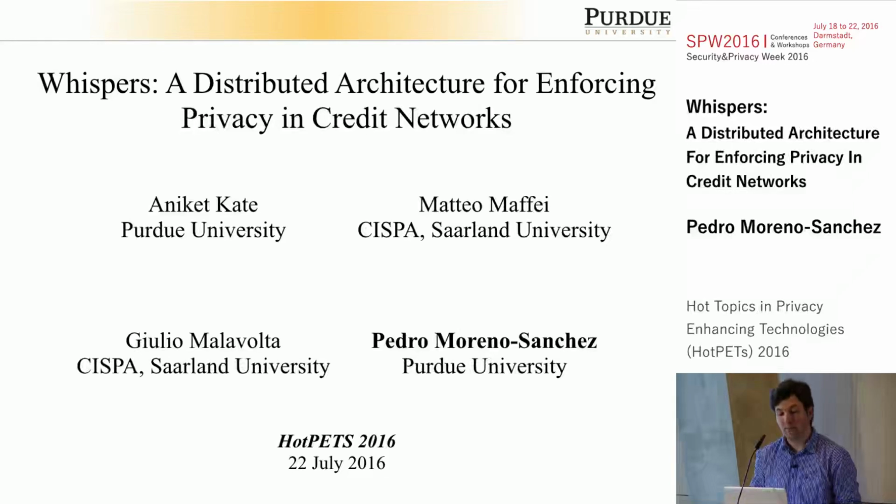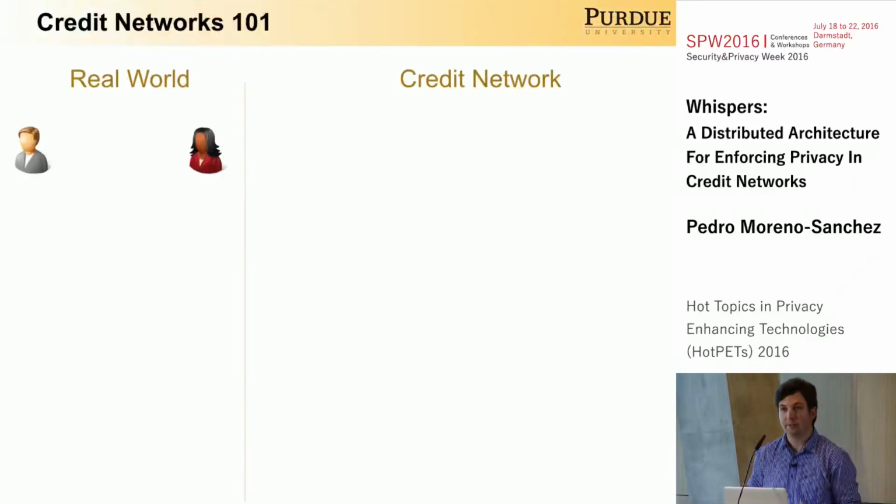Here I'm talking today about Whisper, a distributed architecture for enforcing privacy in credit networks. Most of you already know what a credit network is, but let me also repeat it for some people who don't know, so make sure that everybody's on the same page.